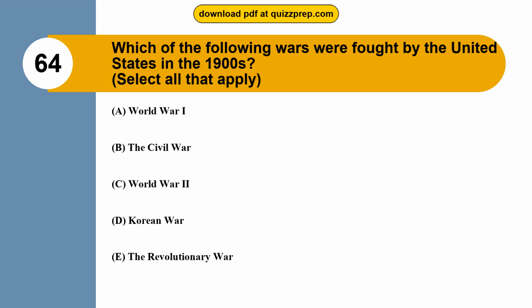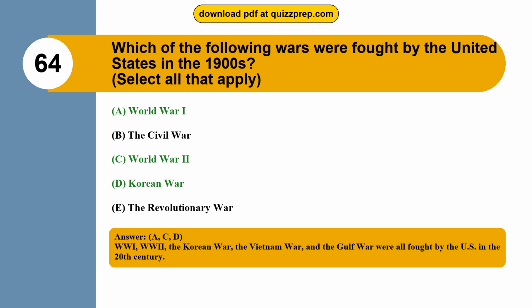Question 64. Which of the following wars were fought by the United States in the 1900s? Option A, World War I. Option B, the Civil War. Option C, World War II. Option D, Korean War. Option E, the Revolutionary War. The correct answers are options A and C and D. World War I, World War II, Korean War. WWI, World War II, the Korean War, the Vietnam War, and the Gulf War were all fought by the U.S. in the 20th century.